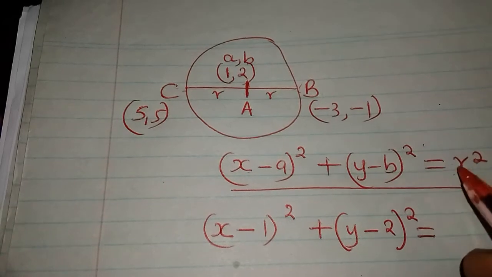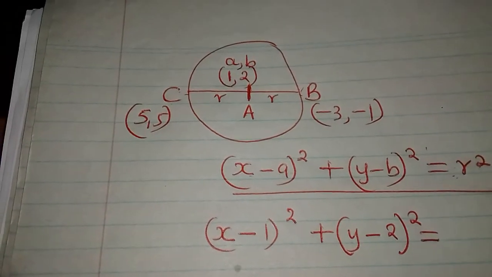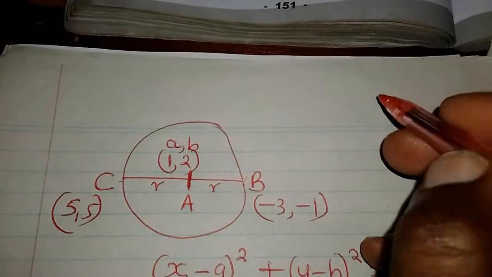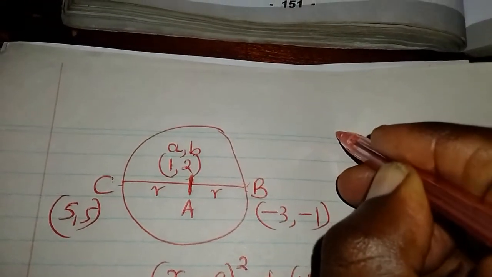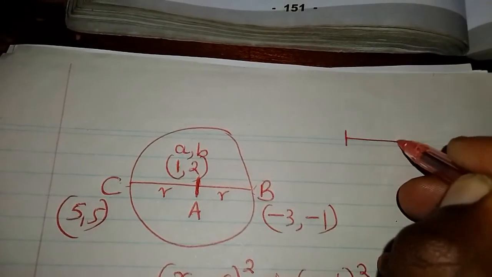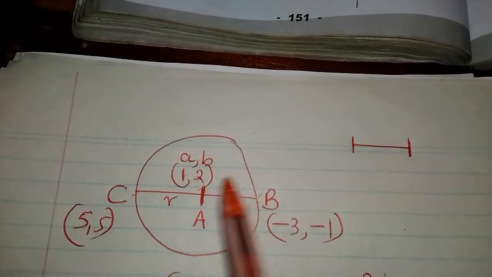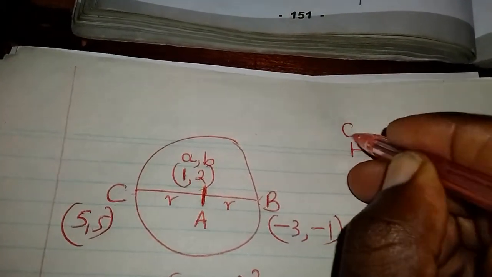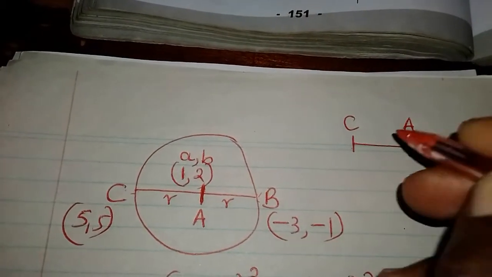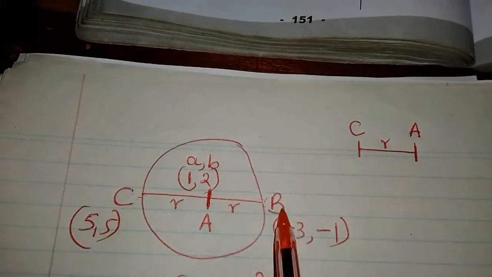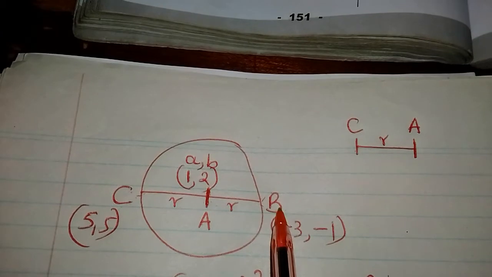R squared. Now, there are two different ways in which you can get the radius. Number one, just have a look at this. I've taken this part, so I'm going to write C, then A. That's the radius of that circle, CA. Or I can even take AB, no problem. All can give me the same answer.